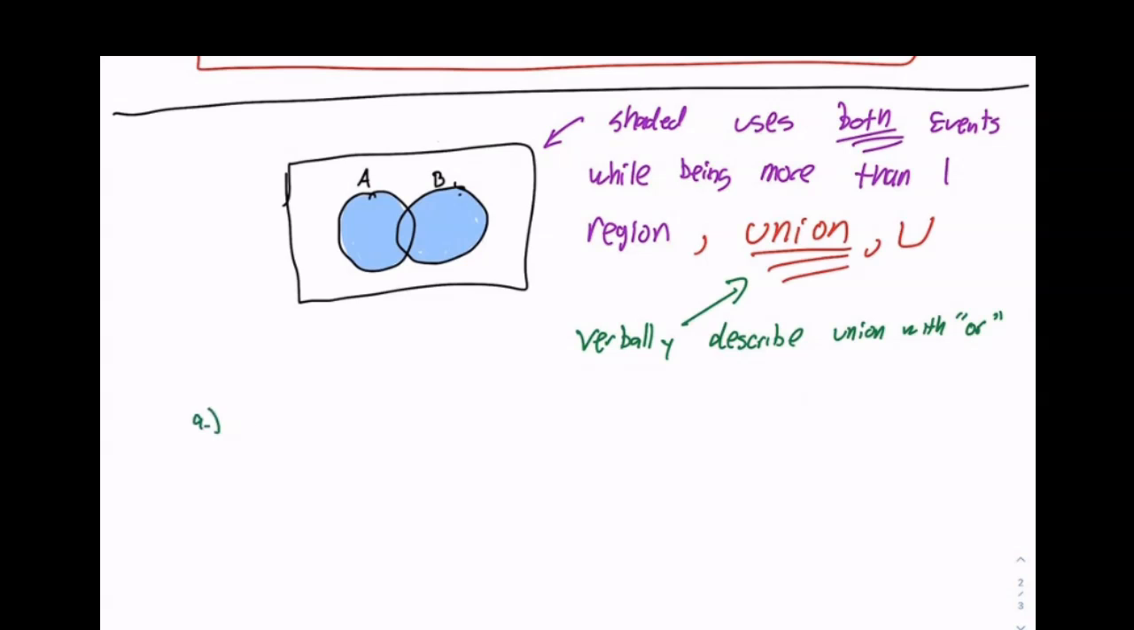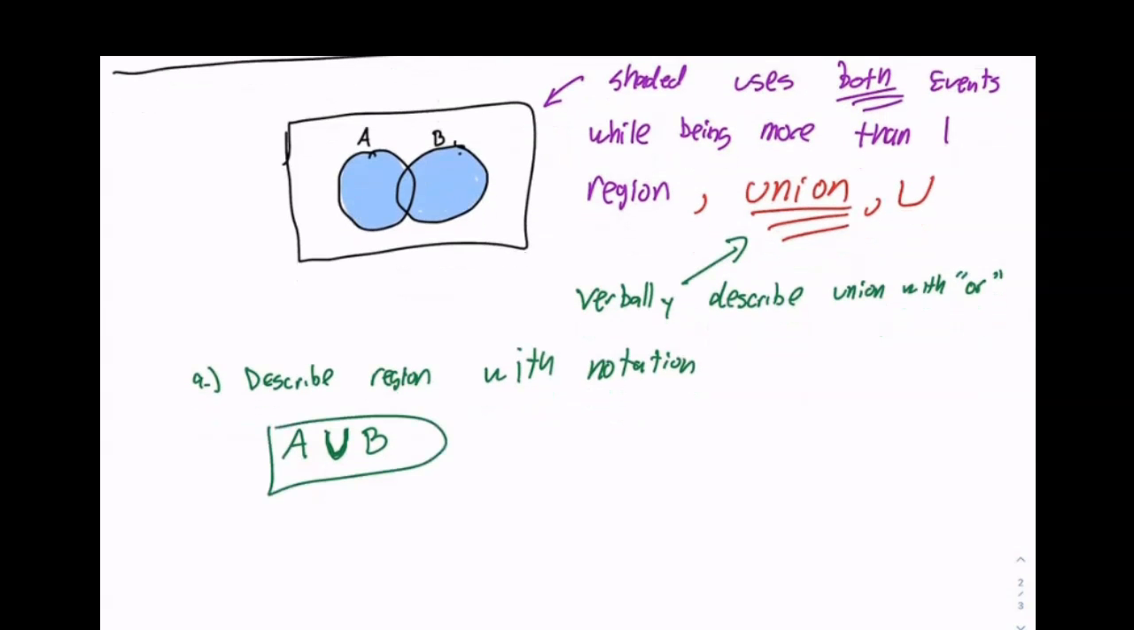So if we describe this region with notation, we know this is a union. And is it inside or outside of circle A? Inside. So we just use a plain old A. Is it inside or outside of circle B? Inside. So we just use a plain old B. Okay, so that's how we would describe it here.